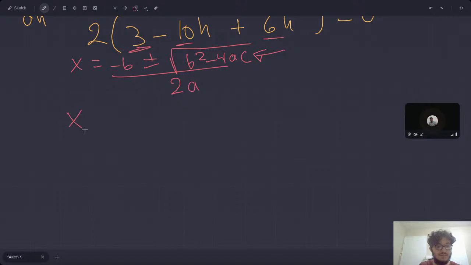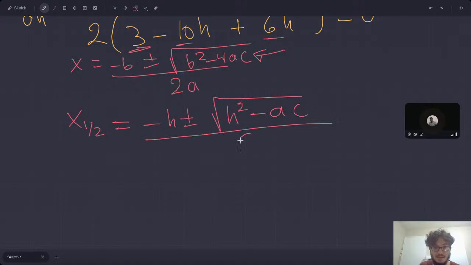So this is called the half quadratic formula. And the half quadratic formula is an equivalent of the quadratic formula. And this is negative h plus or minus the square root of h squared minus ac, divided by a. It's a much simpler form of the quadratic formula, and I'm going to tell you the origin. The regular quadratic formula comes from the form ax squared plus bx plus c. This is the regular quadratic formula form.